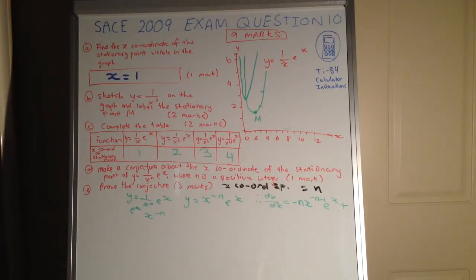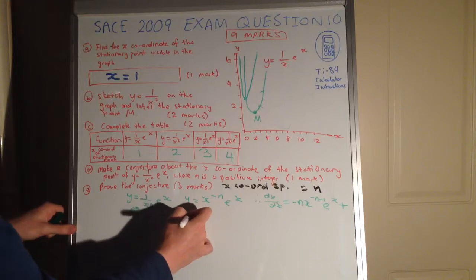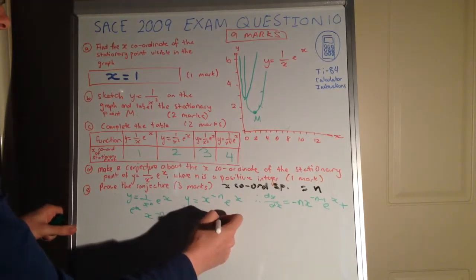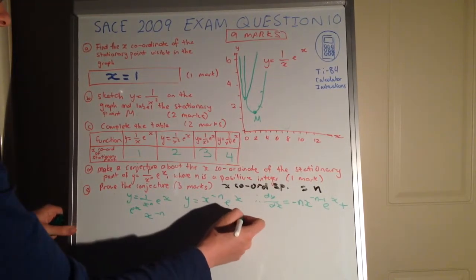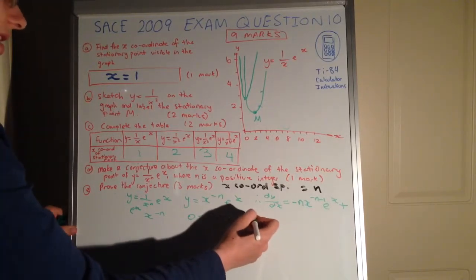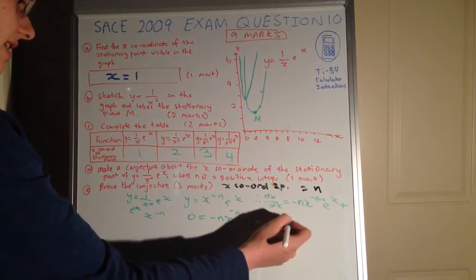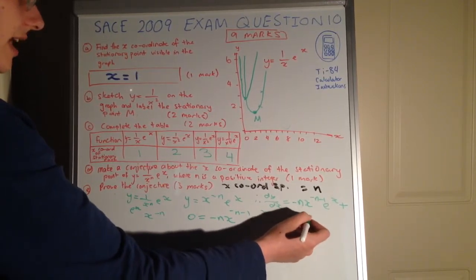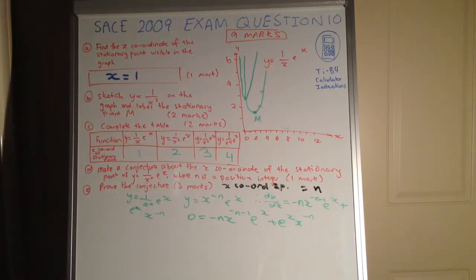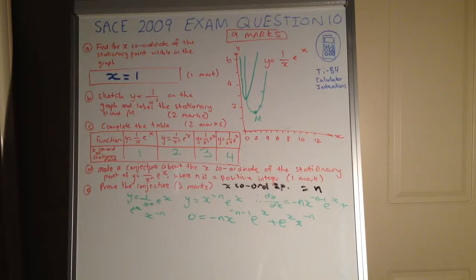Again, it's a little easier to work with without the quotients, in my opinion. But what we do is we set this first derivative equal to 0. So we've got 0 equals negative n x to the negative n minus 1 e to the x plus e to the x x to the negative n. At the moment it's looking a bit complex, but we'll easily be able to sort this function into something that we can work with.